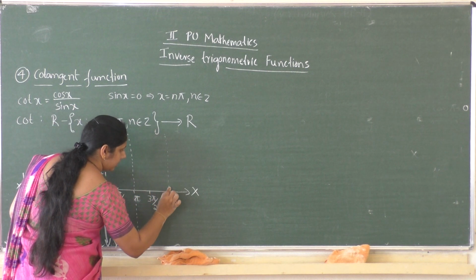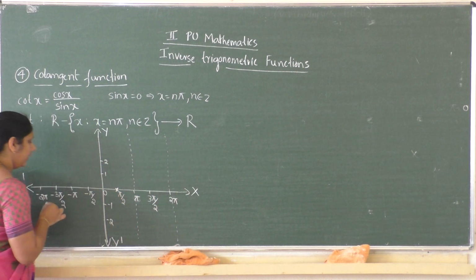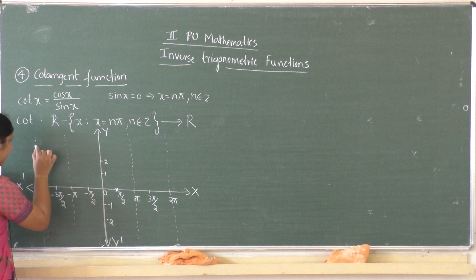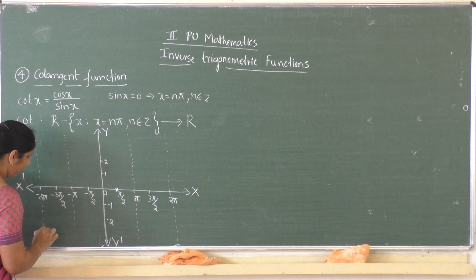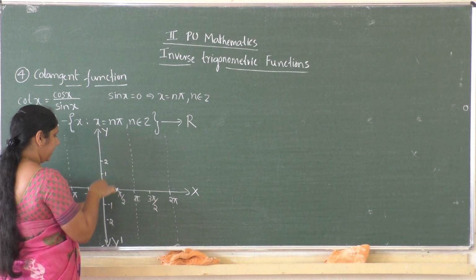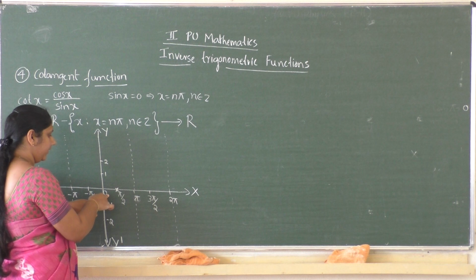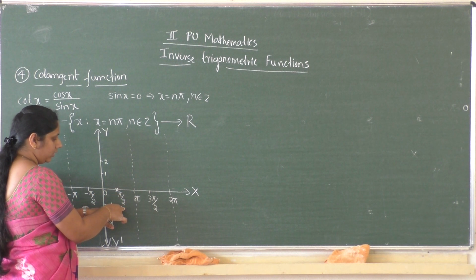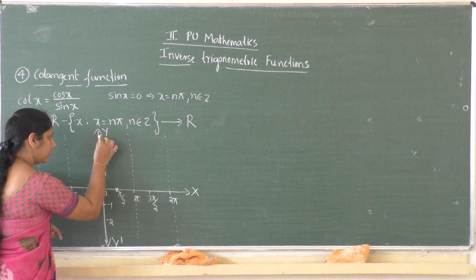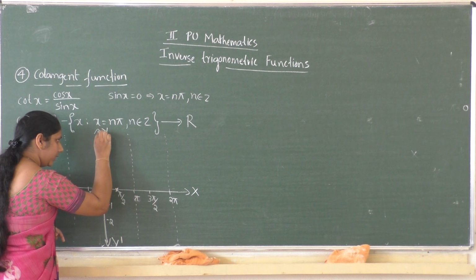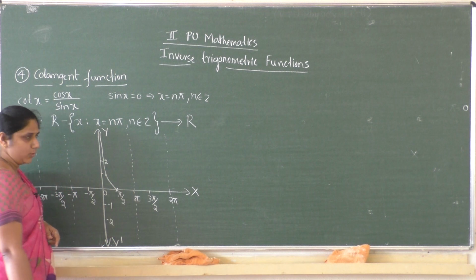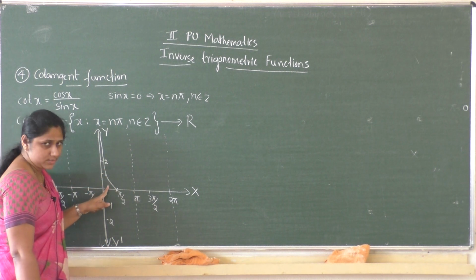Since the function is not defined at multiples of pi, at those values the value of cot will be infinity, right? Now see, the value of cot 0 is infinity, whereas cot pi by 2 is 0. Now the graph should come like this. The graph gradually decreases from infinity to 0. So this is the graph of the function in first quadrant.